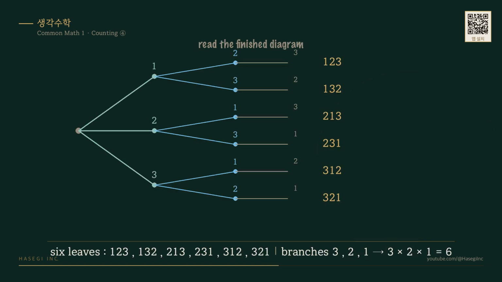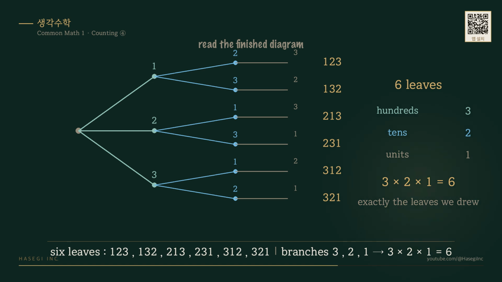Now read the finished diagram. 123, 132, 213, 231, 312, 321, 6 leaves. And here comes a bonus. Look at the branching at each level. The hundreds digit splits 3 ways, the tens digit into the 2 that remain, the units digit into the 1 left over. The branching is uniform at every level, so the multiplication rule applies directly. 3 times 2 times 1 is 6, exactly the number of leaves we drew.